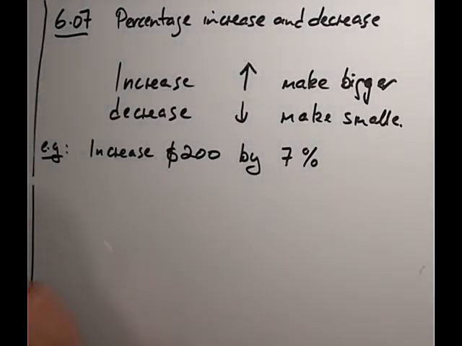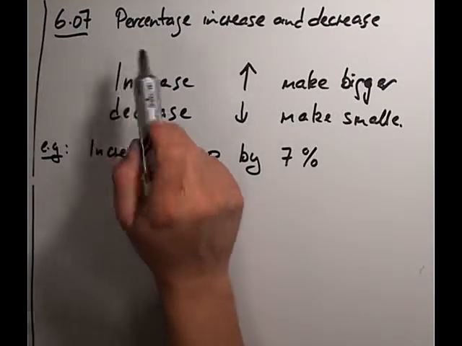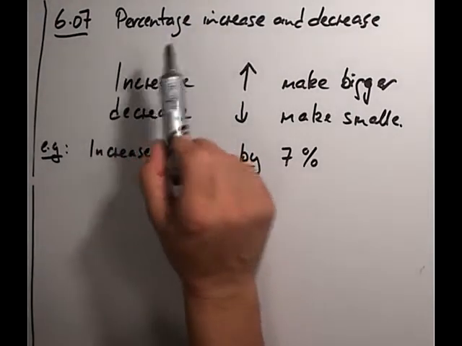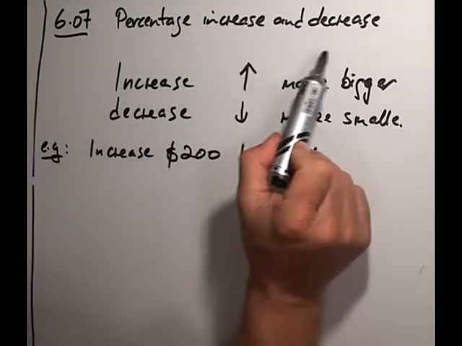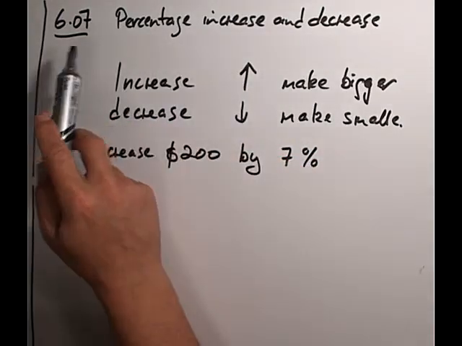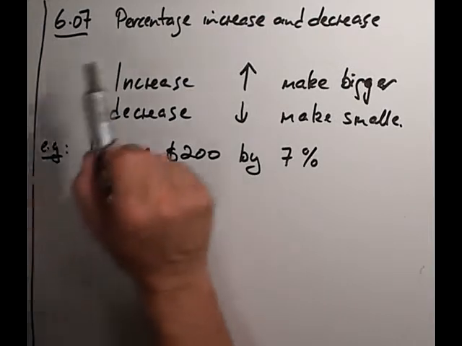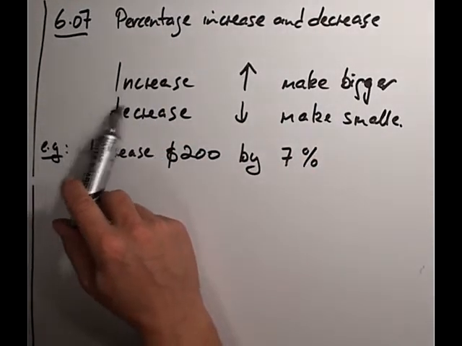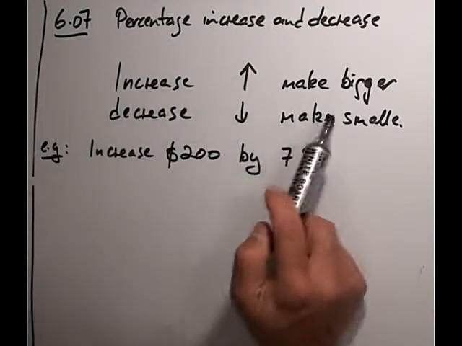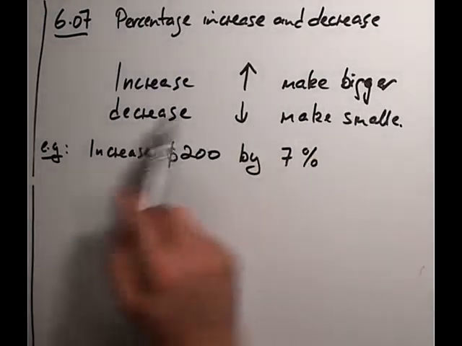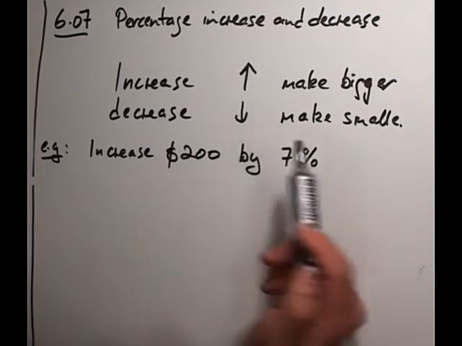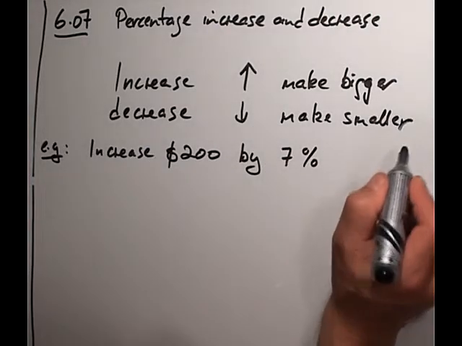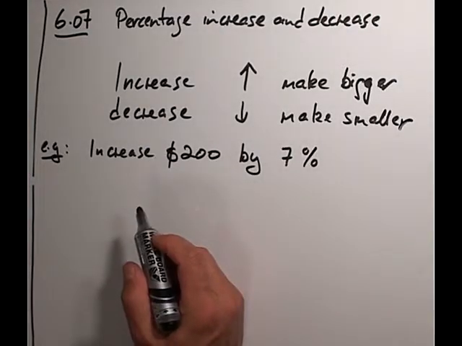Now, in the next exercise, we're talking about percentage increase and decrease. That's exercise 607. What that's talking about is, when it says increase, that means make something bigger. When it says decrease, it means making something smaller. So let's do an example.